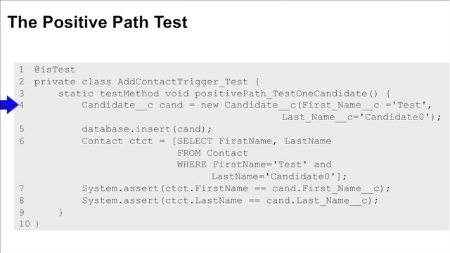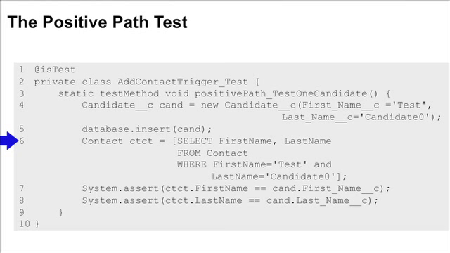Because the testing framework wouldn't know what to pass to it, and wouldn't know what to do with what you returned. So the return type is always void, and your test methods never have parameters. Now, on line 4, we create our candidate and insert it into the database. That would then fire off our trigger. We're then going to query the database to find out if, in creating a candidate, our trigger successfully created that contact, okay?